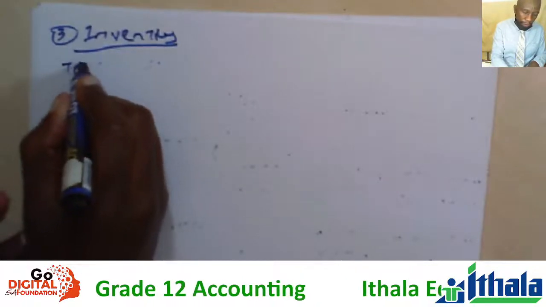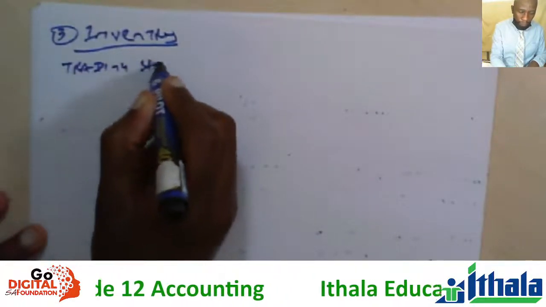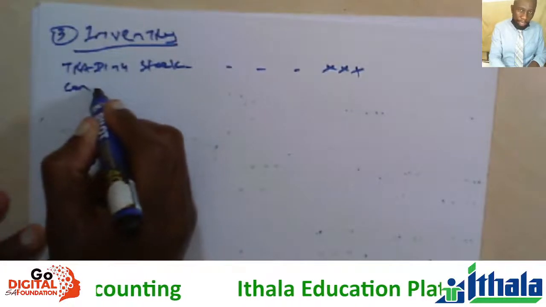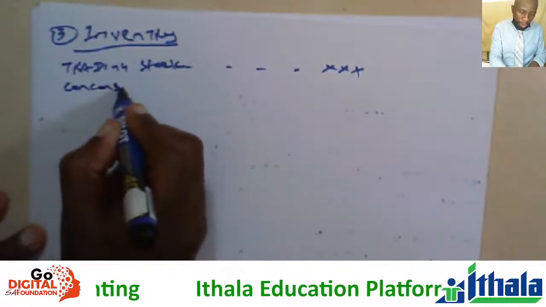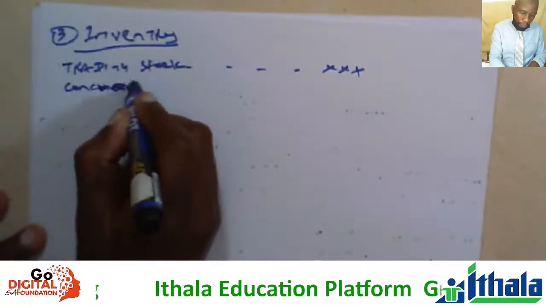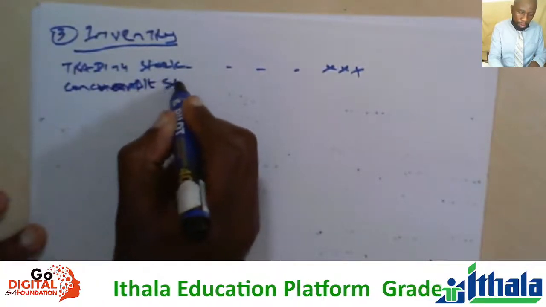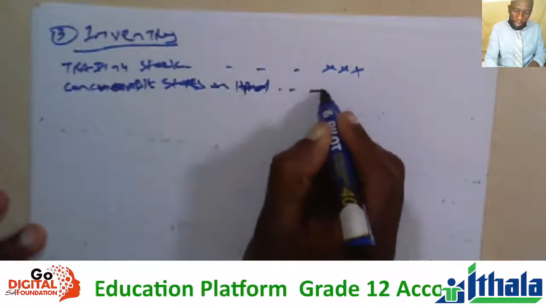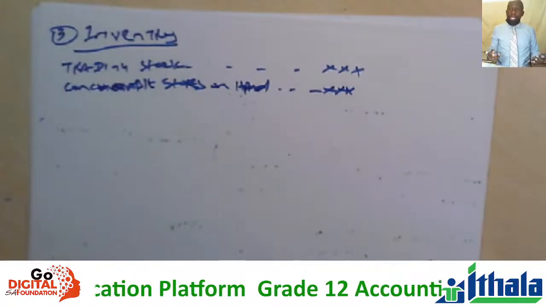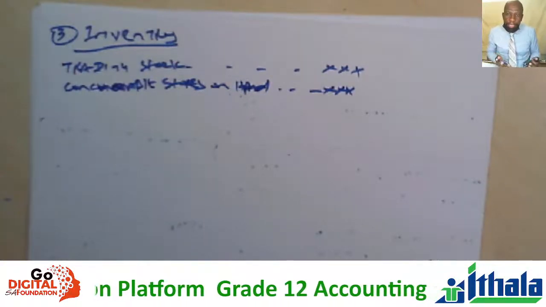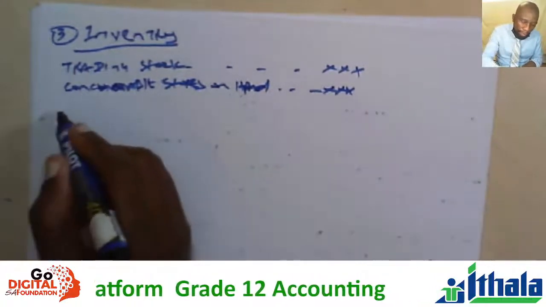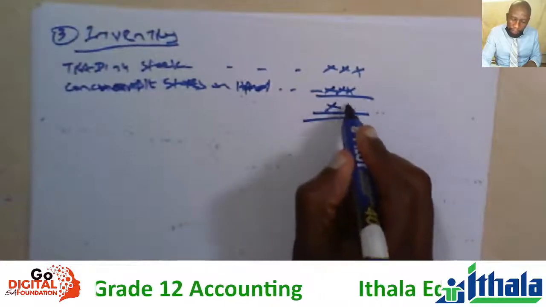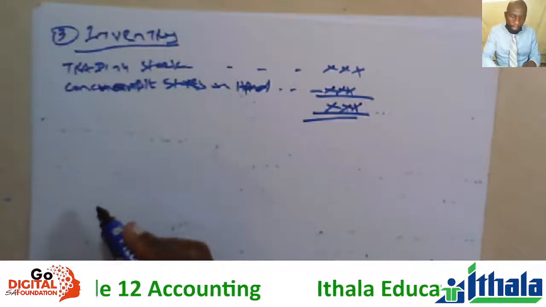So we have trading stock. Record the figure of the trading stock, and then any expense on hand. It can be consumable stores on hand, which means it was left on hand. It can be stationery on hand, it can be packing material on hand, any on hand. You must add it here and you get your figure. So we're done with note number 3.